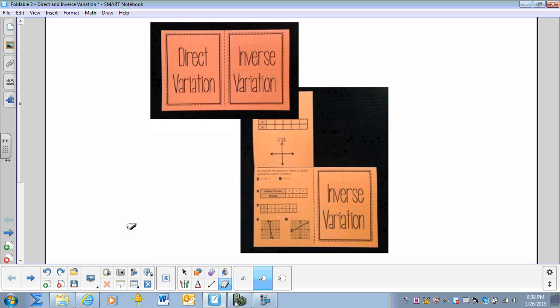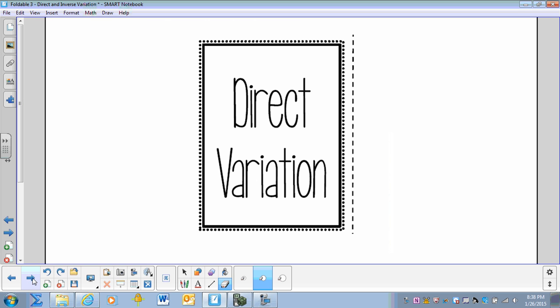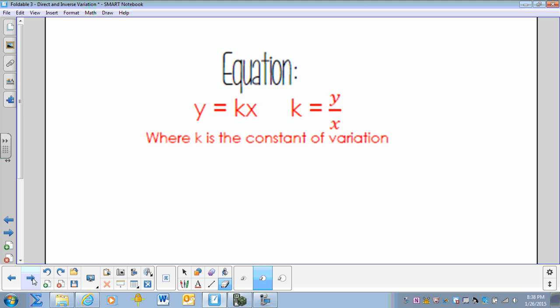Direct variation and inverse variation. We'll first review what a direct variation is. The equation for direct variation is y is equal to kx, or k is equal to y divided by x, where k is the constant of the variation.